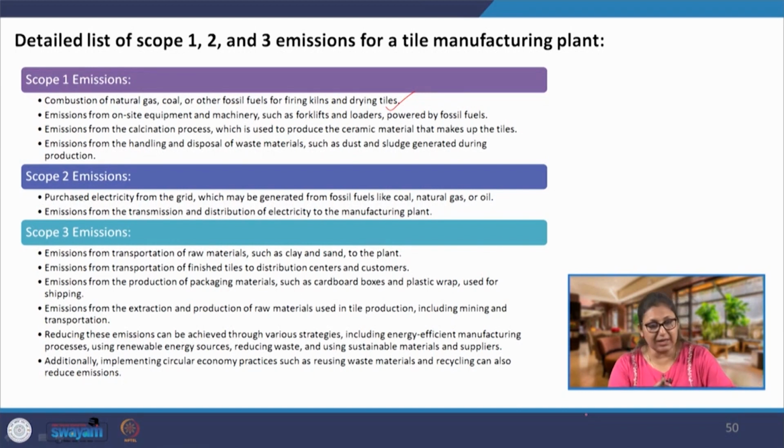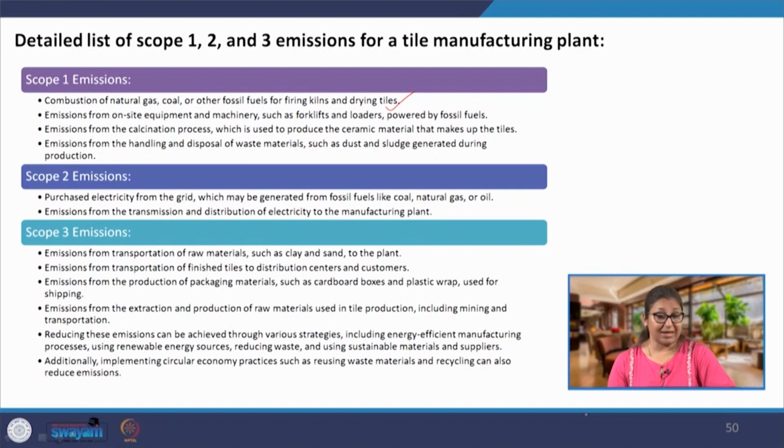Now, scope 3 emissions, which are indirect, include transportation of raw materials, which could be coming from different places. Transportation of the finished product, the finished tile, is again upstream, and then there is production of packaging materials. There is a lot of packaging material coming in, cardboard boxes, plastic wrapping. All this packaging material is also being manufactured somewhere.